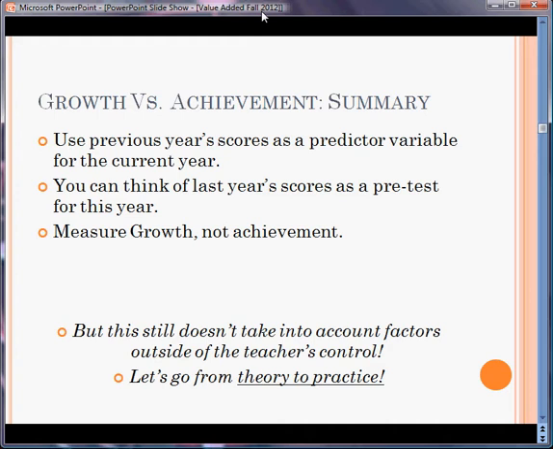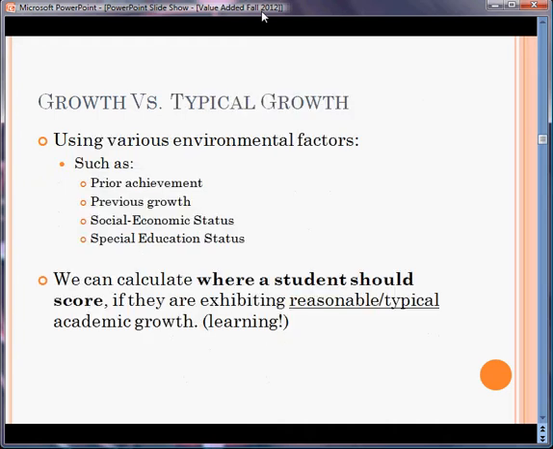We also have to look at expected growth. In terms of value added, we can use various environmental factors, mostly consisting of prior achievement, but also previous growth, socioeconomic status, and special education status, and we can make a prediction of where a student should be if they're exhibiting reasonable or typical growth, i.e. learning.